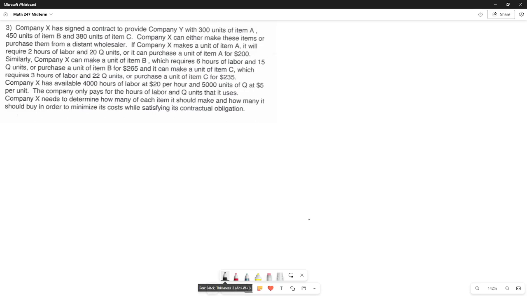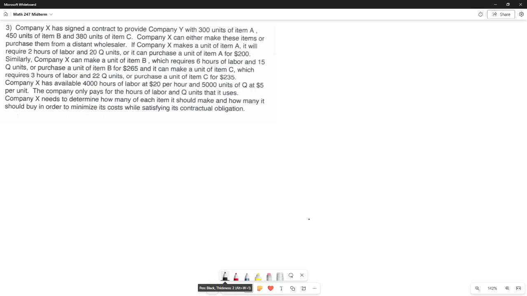We are given that company X has signed a contract to provide company Y with 300 units of item A, 450 units of item B, and 380 units of item C. Notice how it doesn't say at least 300 units of item A, at least 450 units of item B, and at least 380 units of item C. Company Y wants exactly 300 units of item A, 450 units of item B, and 380 units of item C.